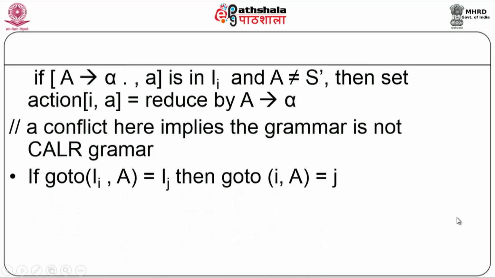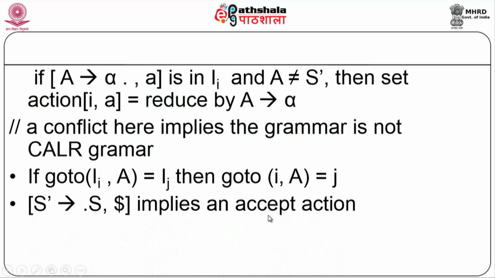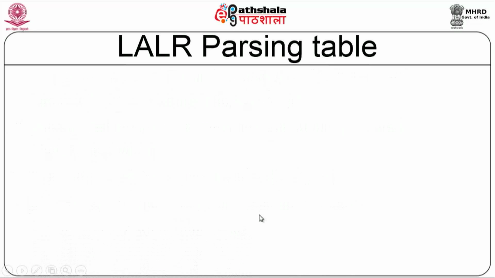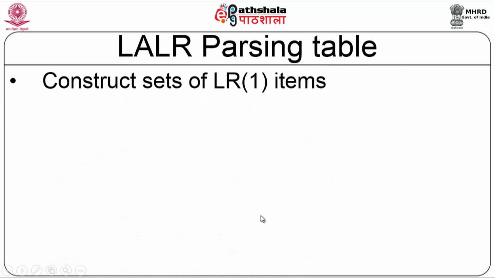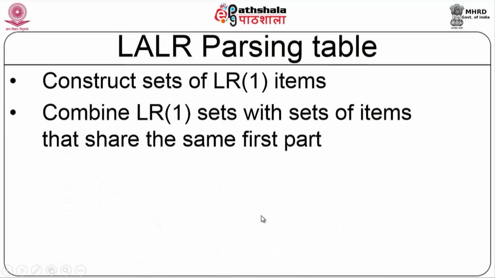And again this goto is the same, this is also the same, but what we are trying to do here is use the item set construction and combine the LR(1) sets of items that share the same first part, okay, and then we are going to reduce the number of rows in the table.